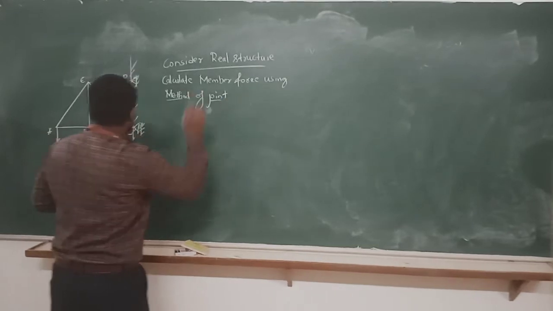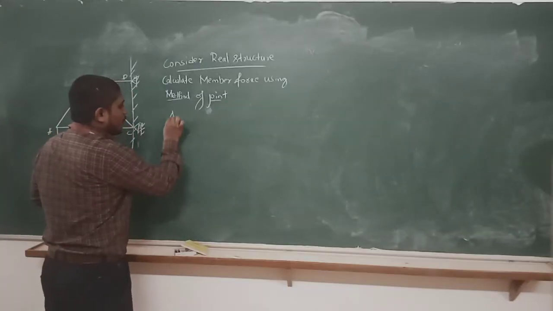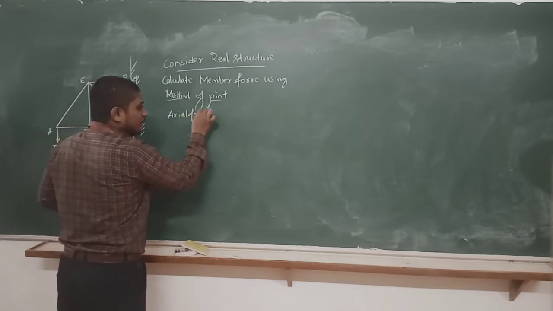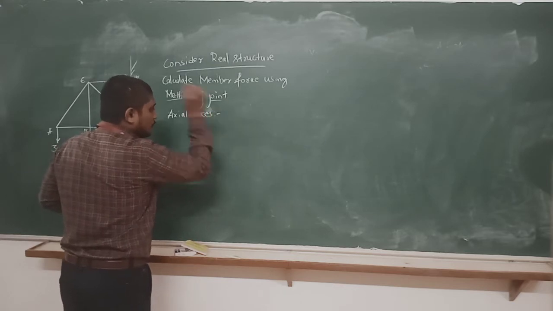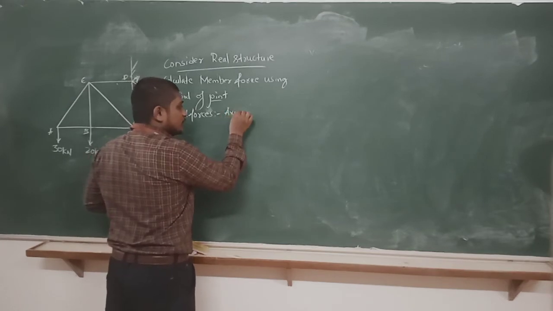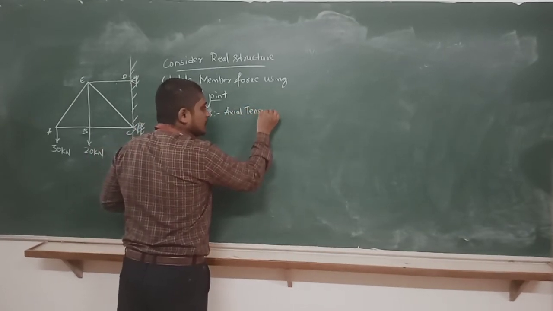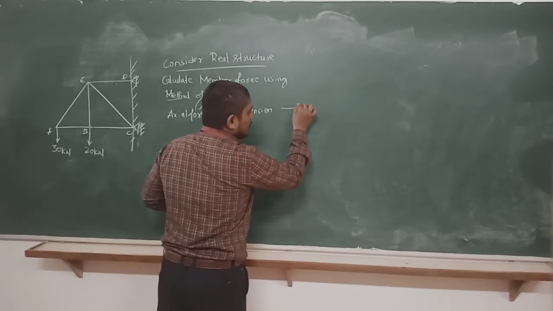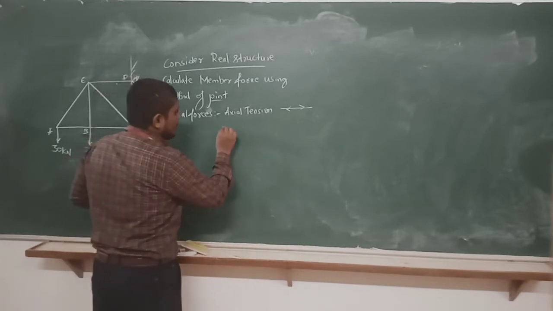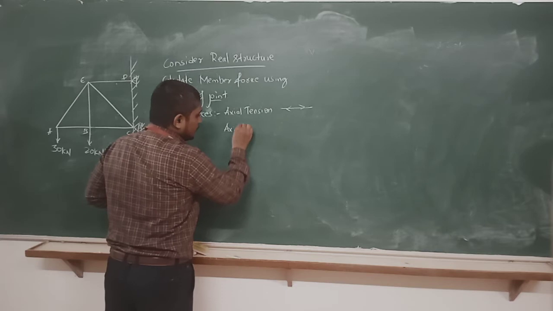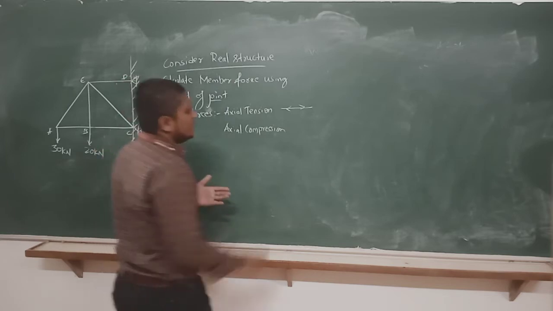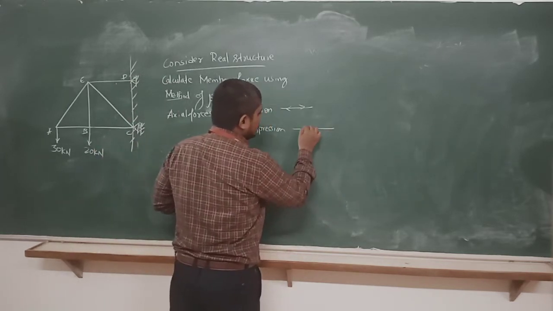Now what is the first step we have to assume? See, what are we looking for? We are looking for axial forces. Again I will repeat for the diploma students. There are two types of axial forces. One will be axial tension, which I can show like this. Stretching something is nothing but tensile force. Another one will be axial compression. So you have to keep these fundamental concepts in your mind.